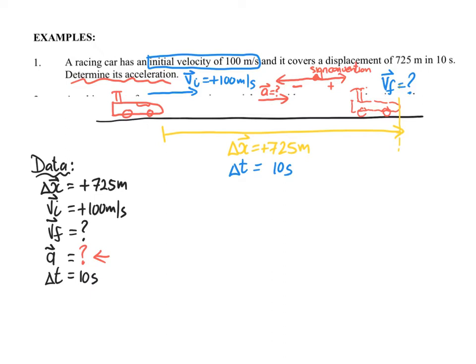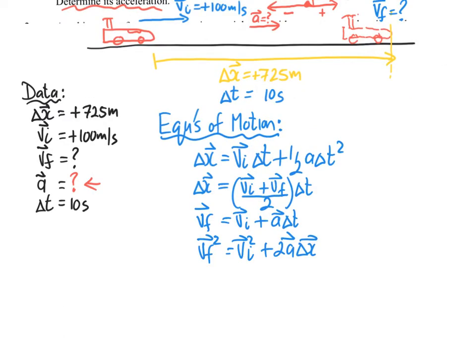Now, the next thing we need to do is determine which of the 4 equations we are going to use. So I've written down the 4 equations of motion that you would get off your formula sheet, and now we're going to do an analysis of what quantities we have and which ones we don't have. So we have delta x, and I'm going to tick wherever I see delta x. We have v initial, and so I tick wherever we have v initial.